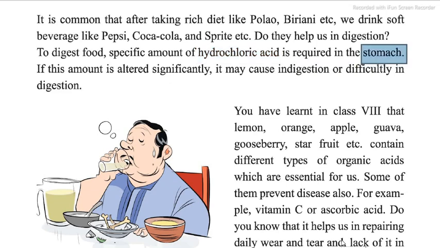Now we know that. What do you mean by stomach? What is its function and where is it? The stomach is an important part of the digestive system in the human body, which is a muscular organ located on the left side of the upper abdomen.